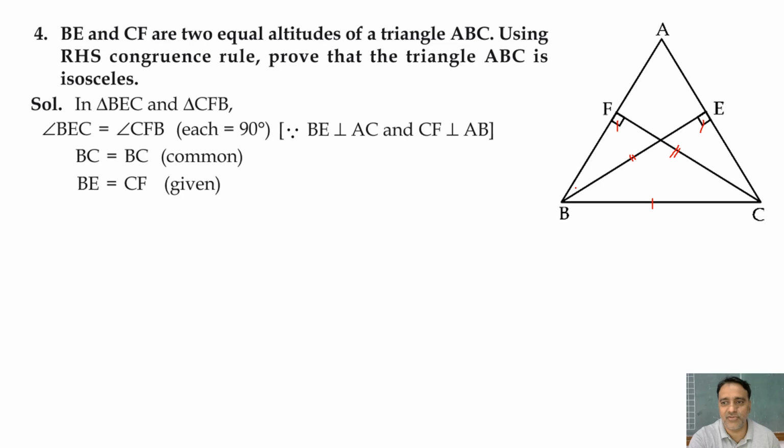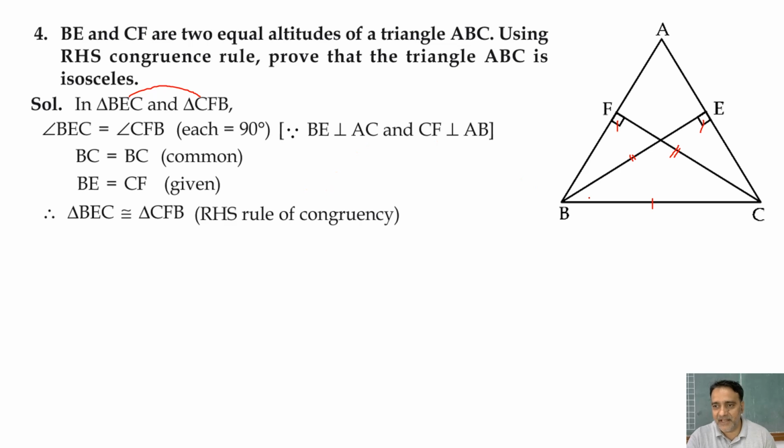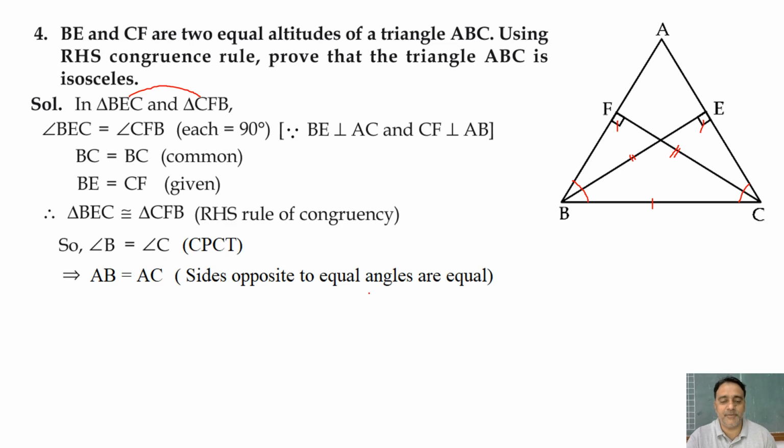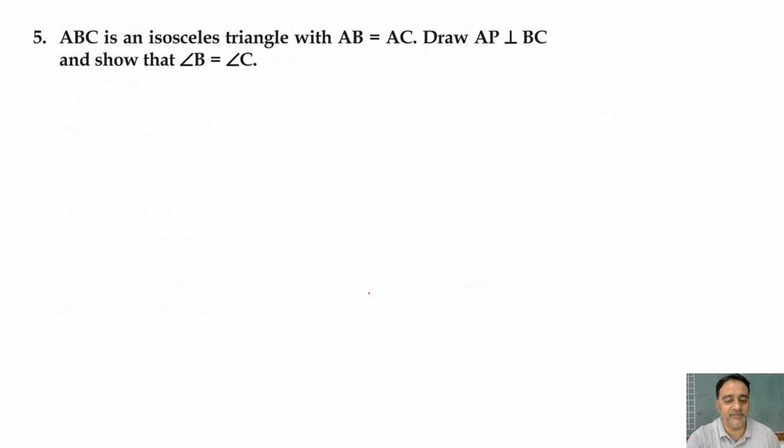So therefore these two triangles are congruent by which criteria? RHS. Yes, RHS congruence rule. So this will imply angle B is equal to angle C. CPCT. Okay, and angle B is equal to angle C will imply AB is equal to AC. Why? Sides opposite to equal angles are equal. So therefore triangle ABC is an isosceles triangle. Any doubt? No, sir.